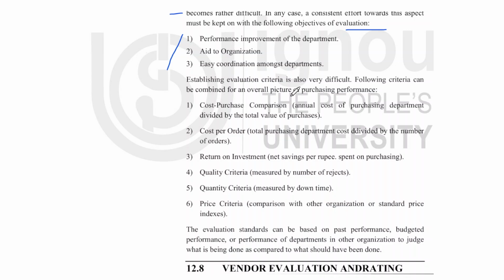And establishing evaluation criteria is also very difficult. Following criteria can be combined for an overall picture of purchasing performance. One is cost purchase comparison, that is annual cost of purchasing department divided by the total cost of purchases. And next is cost per order, that is total purchasing department cost divided by the number of orders. Return on investment, that is net savings per rupee spent on purchasing. Quality criteria measured by number of rejects, and quantity criteria measured by downtime. And price criteria, that is comparison with the other organization or standard price indexes. And the evaluation standard can be based on past performance, budgeted performance, or performance of department in other organization to judge what is being done as compared to what should have been done.